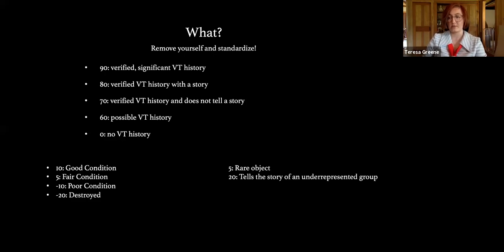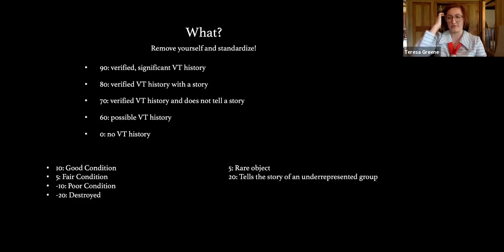60 points for a possible Vermont history. So that's if a thing belonged to a donor's great-grandmother and they have 4 great-grandmothers and only 2 of them lived in Vermont. And then 0 points for no Vermont history. And this unfortunately has to include things that have completely lost their provenances. So if something came in and the donor said, this belonged to my grandfather who was this person and lived here, and no one wrote it down, it now has no provenance. And no matter how much research we do, we're never going to be able to find out what it is. So it ceases being a Vermont object.